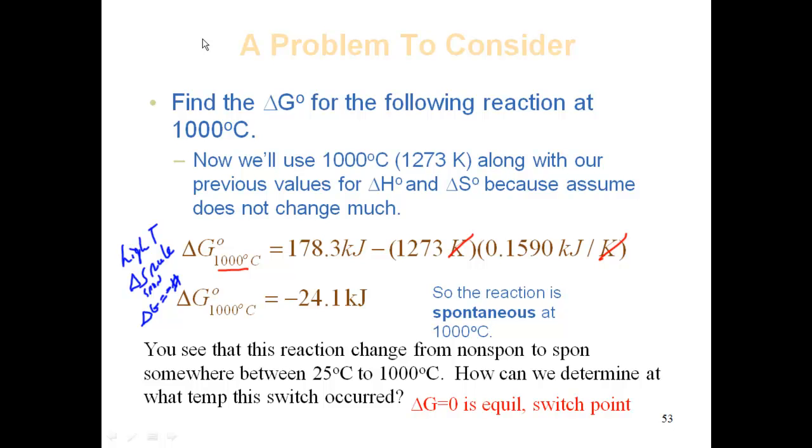Since my delta G is a negative 24 at 1,000 degrees C, which is closer to 0 than 130, that temperature obviously has to be somewhere closer to 1,000 than it is to 25 degrees C. Okay, so let's see how close it is to that value. Let's see if we can calculate that value.